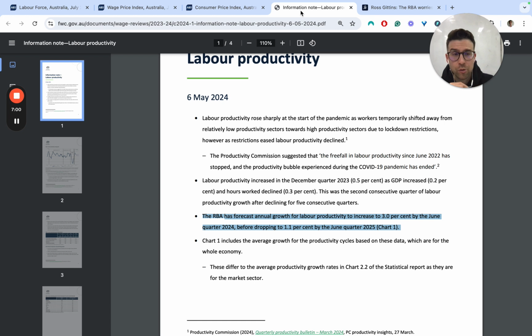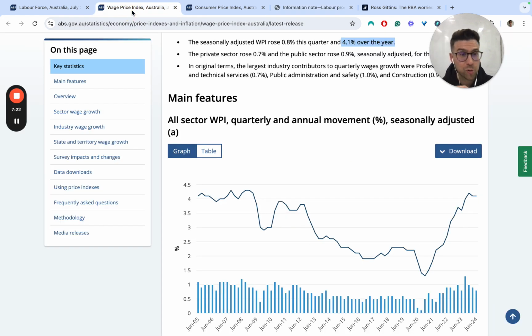Now, we don't have current data, but we do have an RBA forecast, okay? And this is in the Fair Work documentation around their data around labor productivity. And what you can see here is that the RBA's forecast annual growth, to the June quarter, i.e. the same reference period we've been looking at, to be 3%, okay? So in other words, if the wage price is 4.1 and productivity growth has been forecast at 3%, we've got a gap, right? And that gap is not a good gap, because it indicates it will create some inflationary pressure from a cost push perspective, because the cost of labor and the cost of producing goods is increasing.